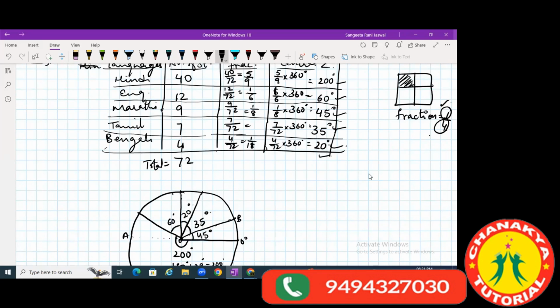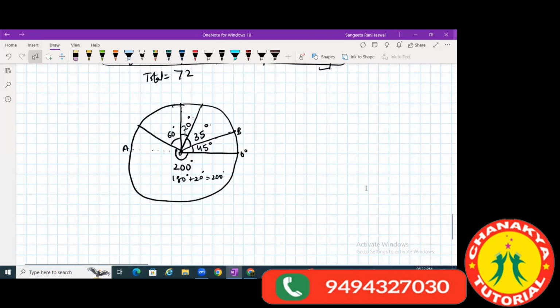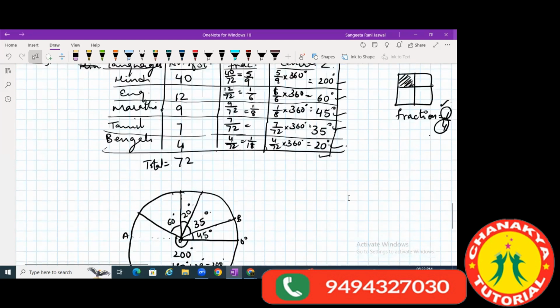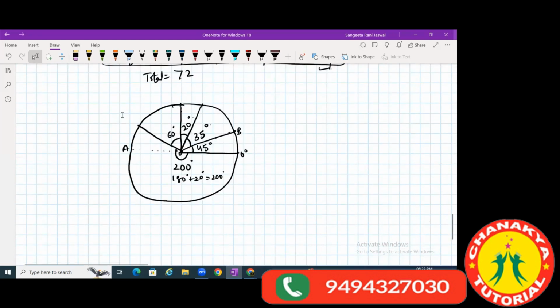Are you understanding? Have you understood this? Yes, ma'am. So this is how you make this pie chart. The data given to us was that so many people could speak these languages, and the total was given. So we found the fraction of those children first, then we found the central angle, and then we plotted the central angle on this pie chart, right?